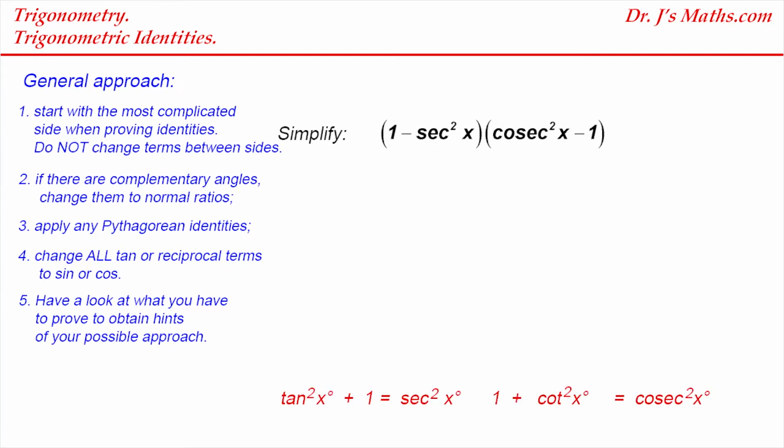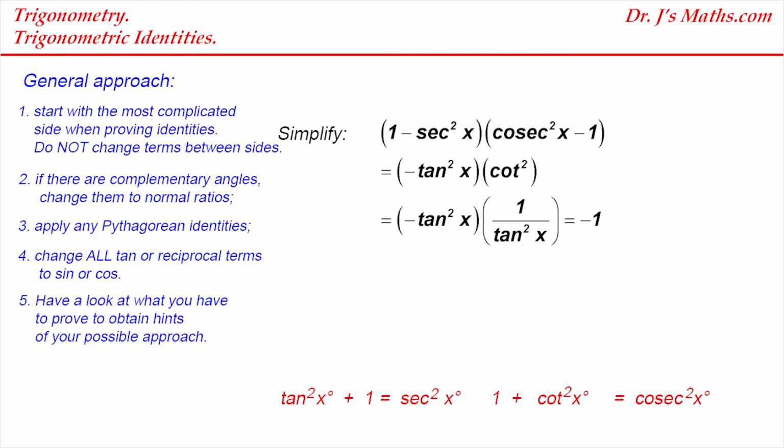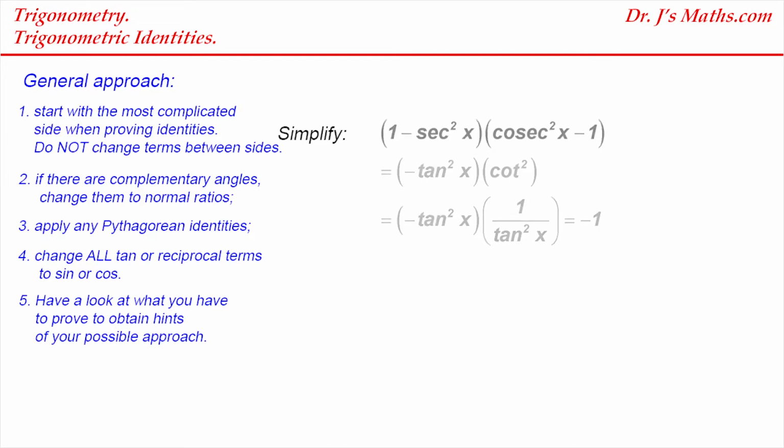Third example, simplify 1 minus sec squared times cosec squared minus 1. Both of these are Pythagorean relationships. So 1 minus sec squared is actually minus tan squared. So we put that down, and cosec squared minus 1 is straightforward, that's just cot squared. Now get rid of the cot. We'll leave the tan there for now, but it's minus tan squared x times 1 over tan squared x. They cancel out, leaving us with minus 1.